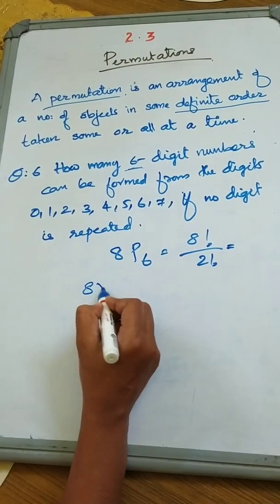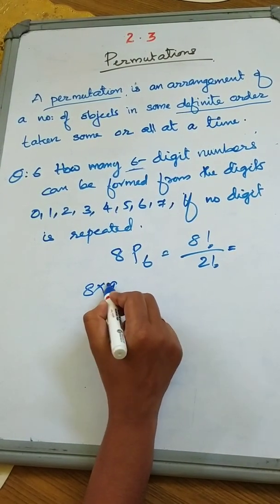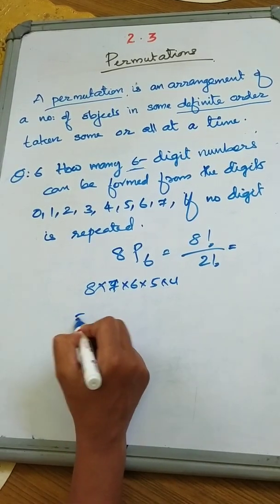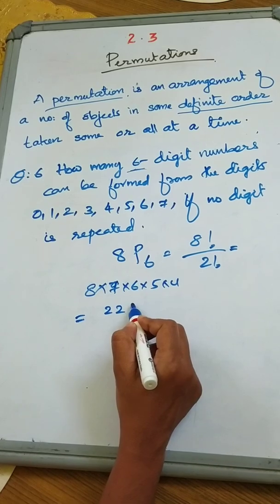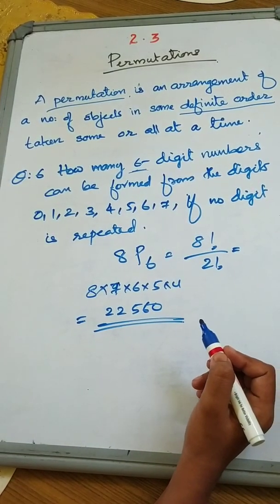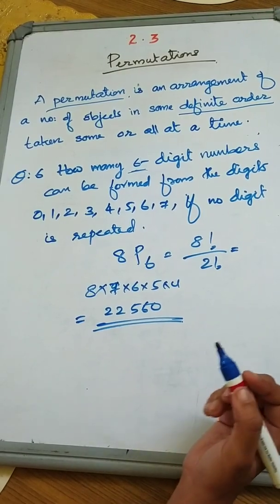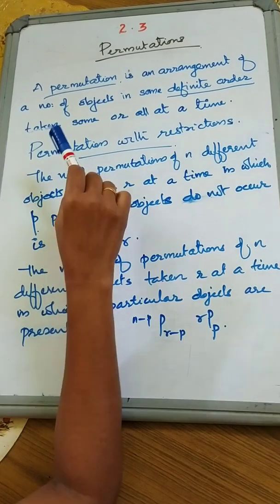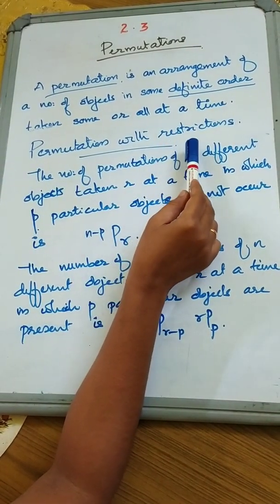So it is 8 into 7 into 6 into 5 into 4, and that is equal to 6,720. So there are 6,720 six-digit numbers we will get.